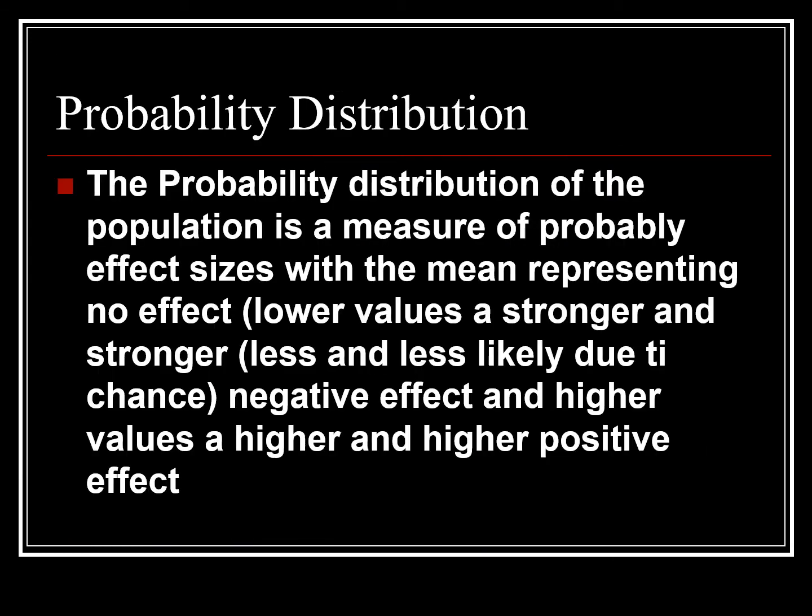So the probability distribution of the population is a measure of probable effect sizes, with the mean representing no effect. Lower values mean stronger and stronger negative effects, less and less likely due to chance, and higher values mean higher and higher positive effects. So again, if we have a test statistic that is in the middle of the probability distribution, that means it's not significant. It's a null effect. And as it gets larger and larger, either positive or negative, the chance of it being due to chance becomes less and less.